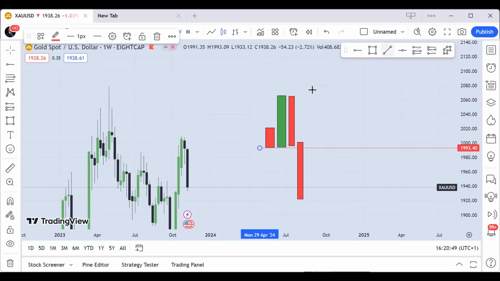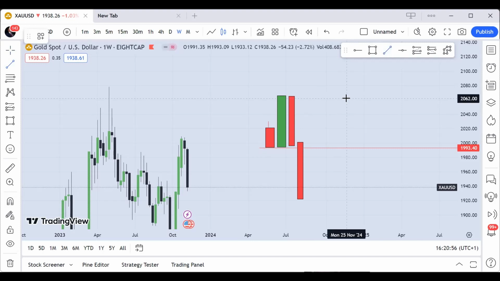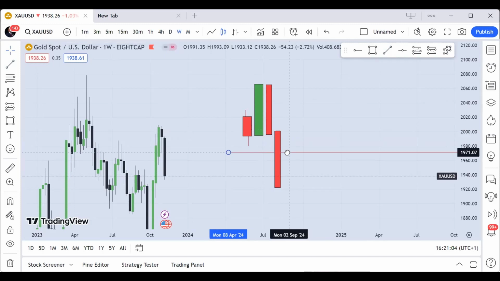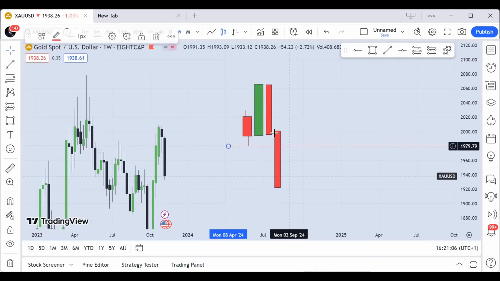And don't forget what I taught you, it has to be both the body and the wick of the candle that must be swallowed, must be broken. If the wick of the candle is not yet broken, it's not yet an engulfing fail. Once the wick of the candle breaks, you have an engulfing, and then instead of price to keep buying from here, price breaks the level and keeps going down. This is what we call an engulf fail.